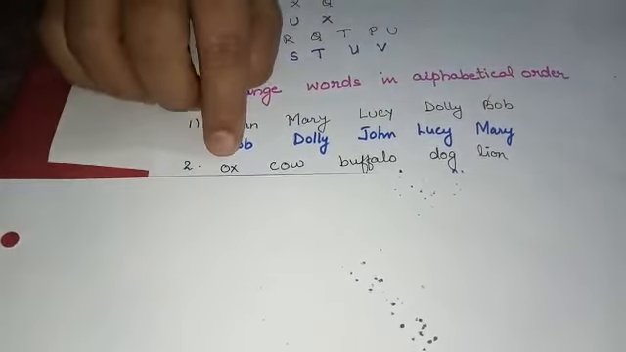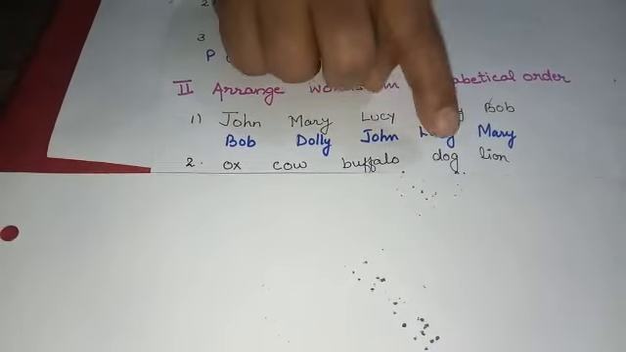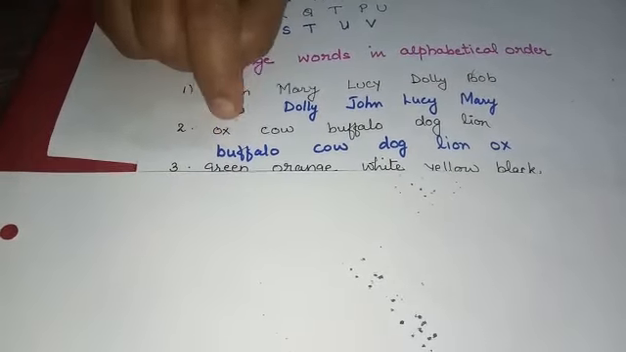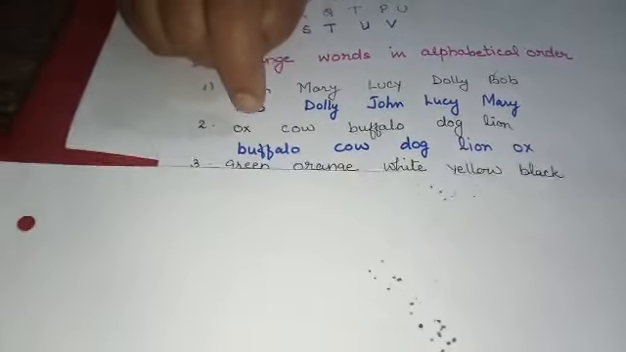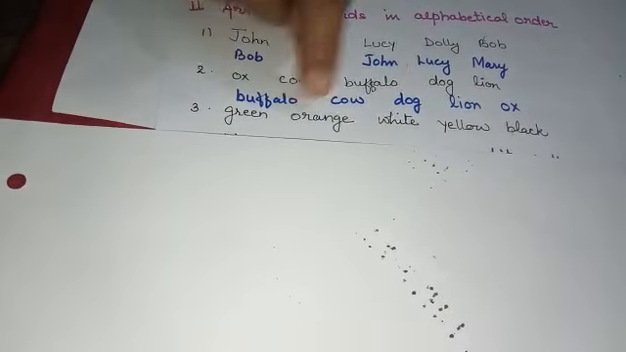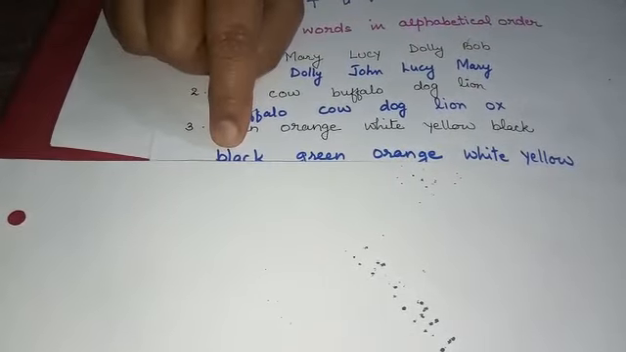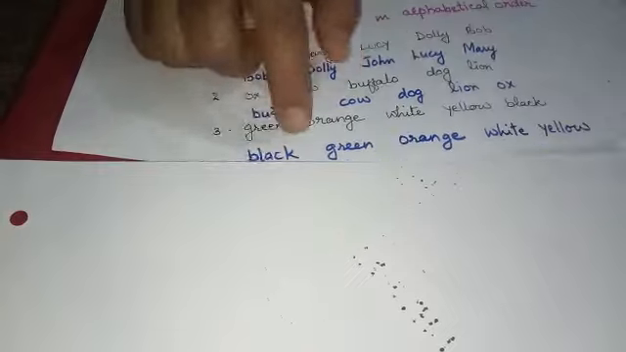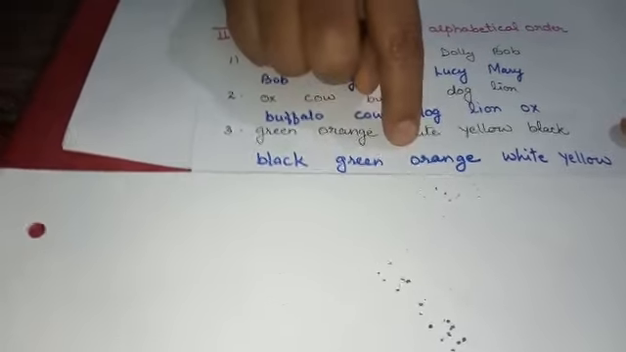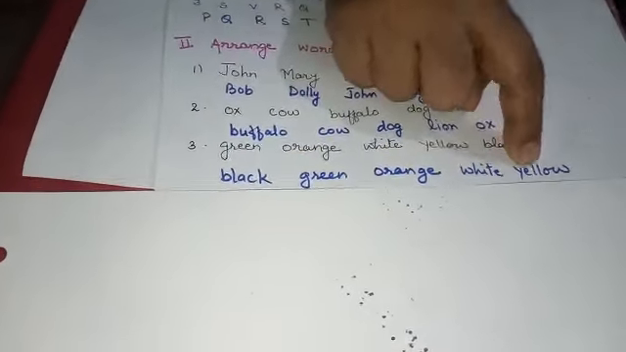Second question, ox, cow, buffalo, dog, lion. So children, again, no word is starting with letter A. So write down buffalo, then cow, then dog, lion, and last one will be ox. Green, orange, white, yellow, black. So again, black will come first. Nothing is starting with C or D. So second we will write down green, then orange, then white, and then yellow.